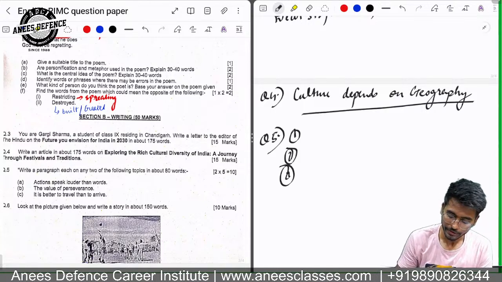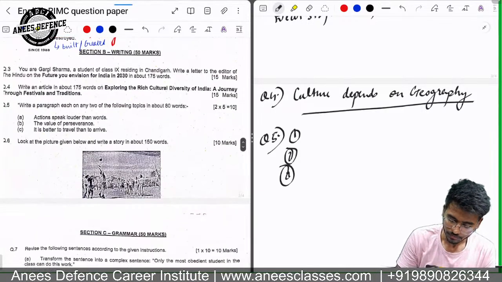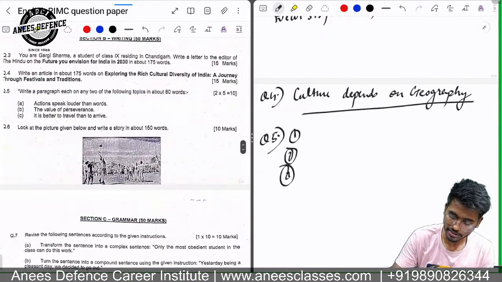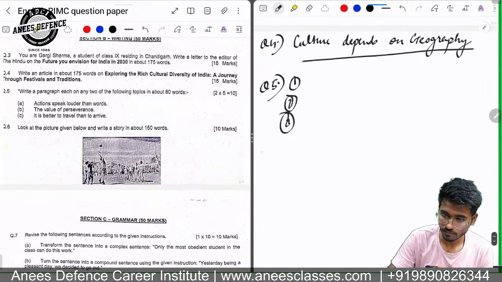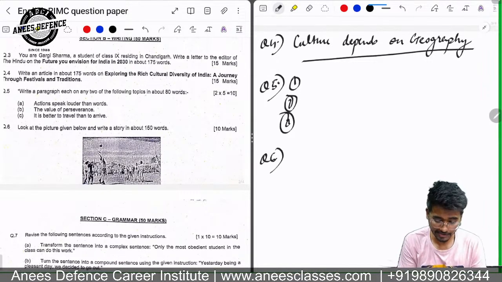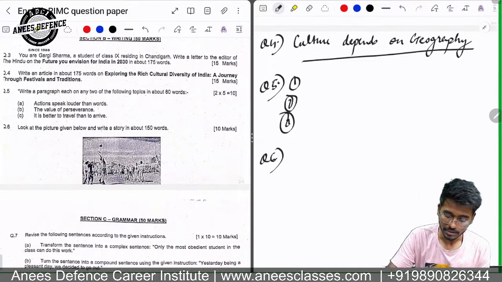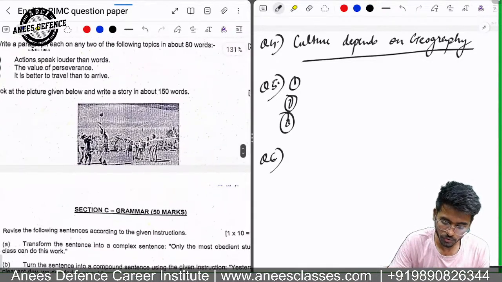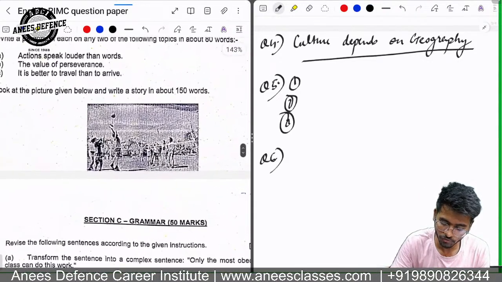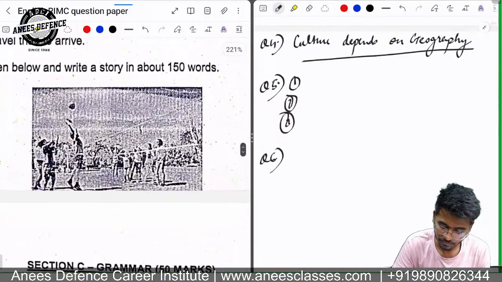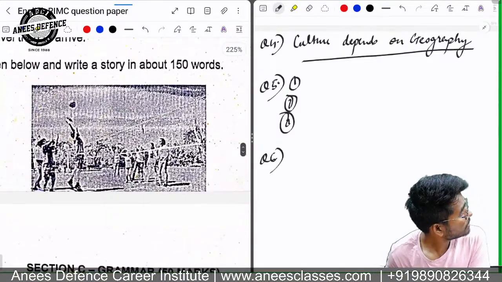Okay, now we have completed the fifth question also. Let's go towards the sixth question. Question number 6. If you look at question number 6, they have shown you a picture. I'll just zoom the picture for you. You have to look at the picture given below and write a story of about 150 words. I hope the picture is visible.